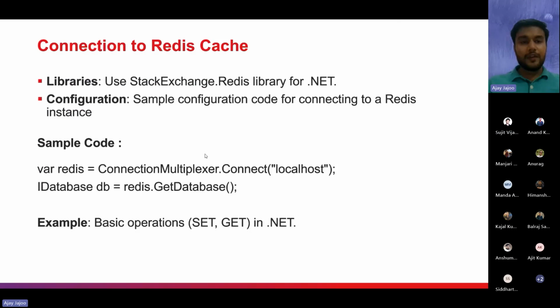Just a minute. Yeah. So this is how we can connect to a Redis cache. Once we download Redis, we need to use that library and configure it. This is just sample code. Basically, we connect to our localhost for now. This is the ConnectionMultiplexer class, and this will create our Redis connection, and then a GetDatabase call. The basic operations are set and get.